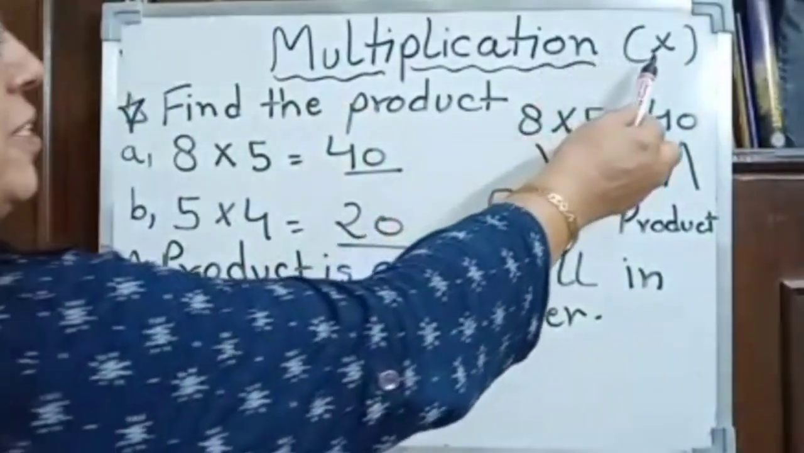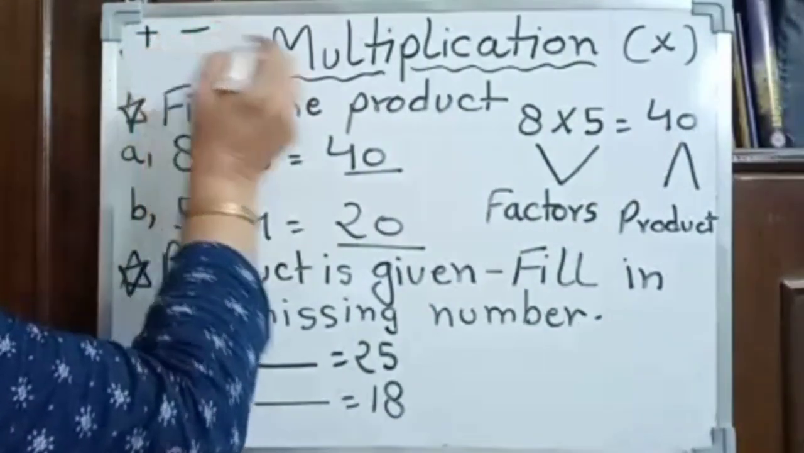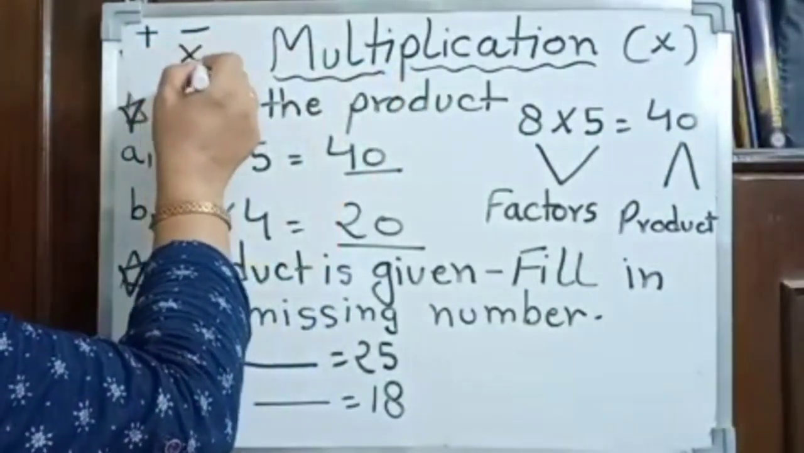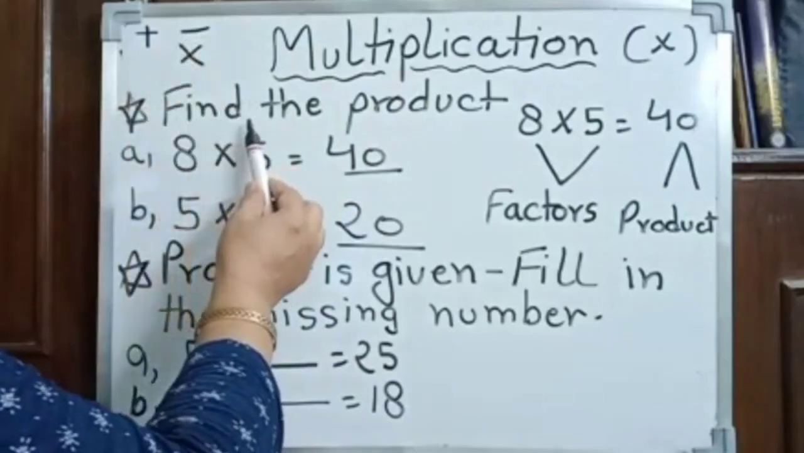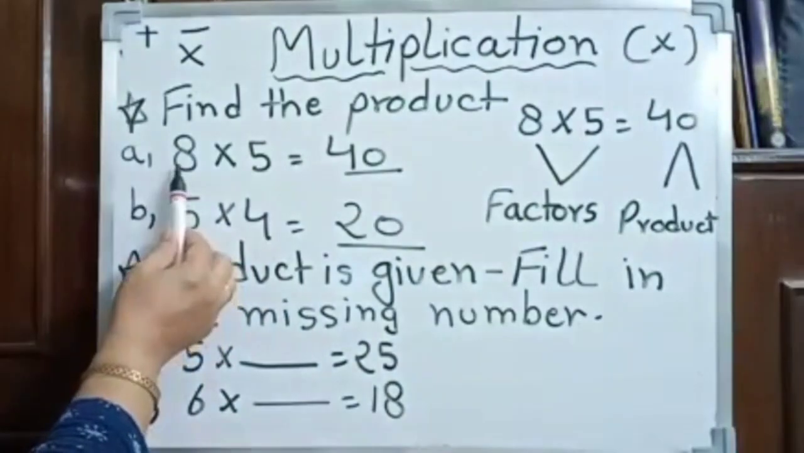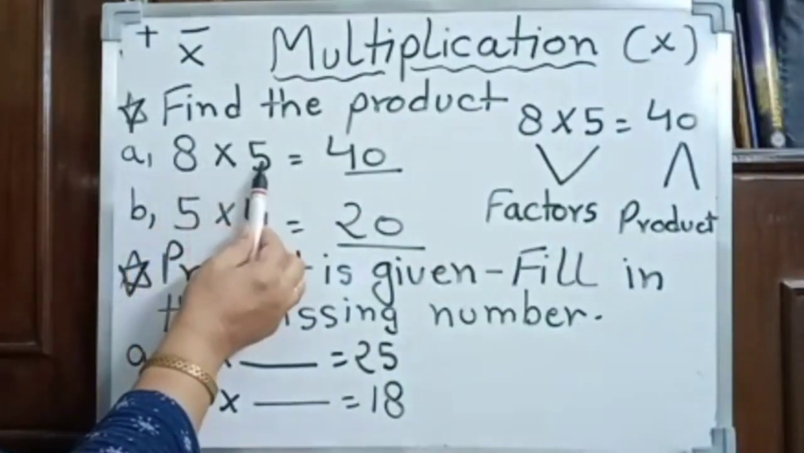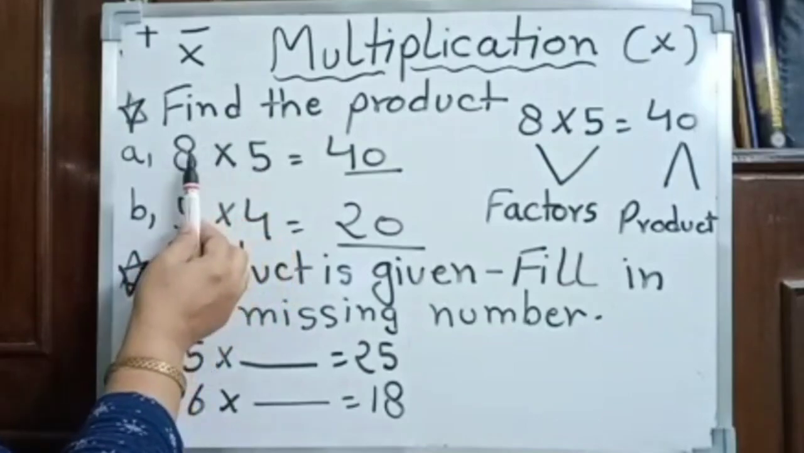Multiplication means the cross sign. As addition has plus and subtraction has minus, multiplication has this symbol. Earlier, in class 2, you learned to find the product. Multiplication means 8 into 5 means 5 times 8.